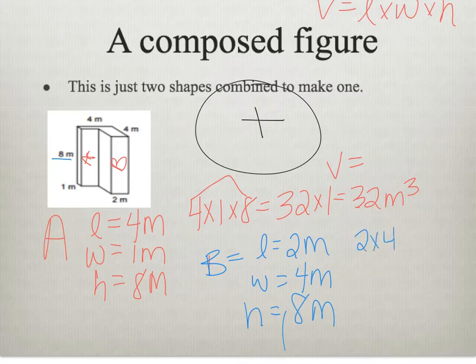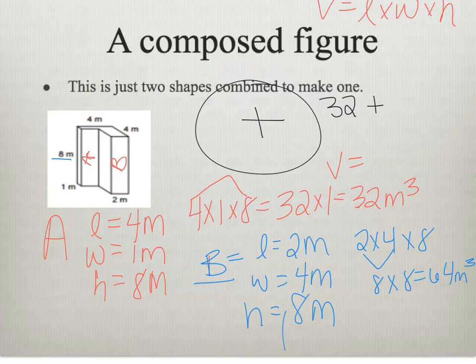Okay, so let's multiply all those together. 2 times 4 times 8. Well, 2 times 4 is 8, and 8 times 8 is 64. So the volume of shape B is 64 meters cubed. So right now I have 32 meters cubed and 64 meters cubed. I'm going to add those together.